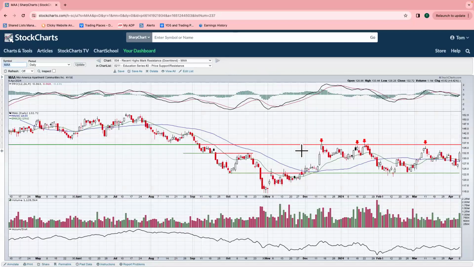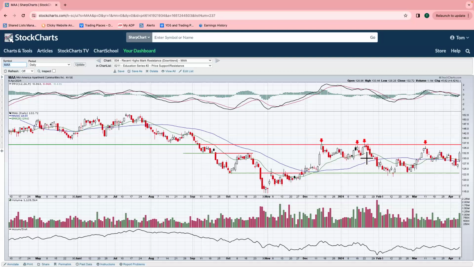Moving on. How about recent highs marking resistance during downtrends? So here, MAA, I think this is a real estate company, trending down, reacts back to the upside. Maybe the downtrend is over. We don't know. Had a pretty good move. Pulled back. Pretty good move back up again. Can't get through this resistance.